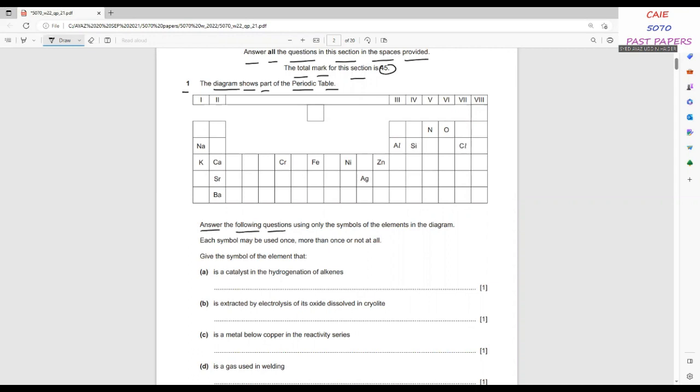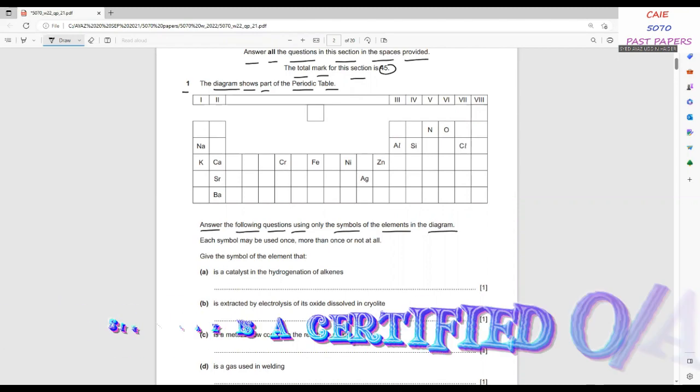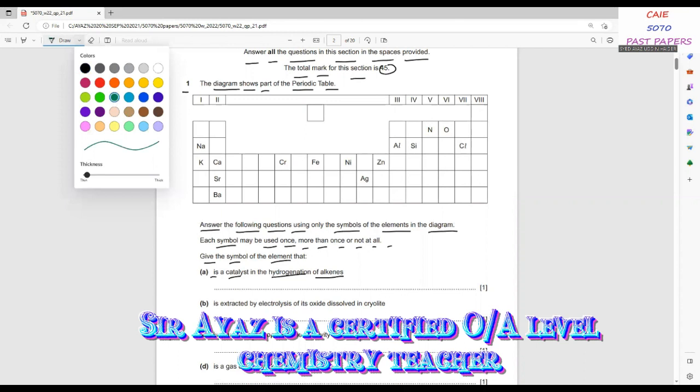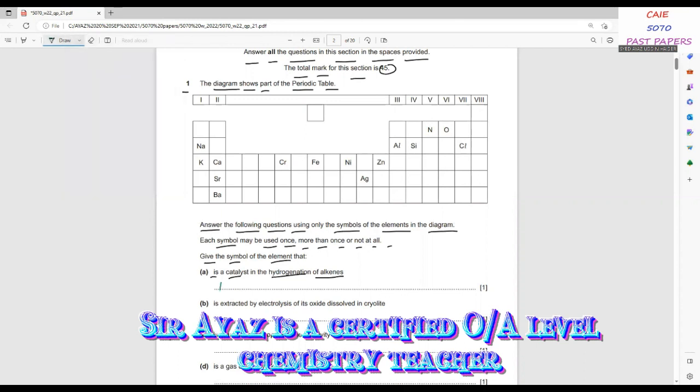Answer the following questions using only the symbols of the elements in the diagram. Each symbol may be used once, more than once, or not at all. Give the symbol of the element that is a catalyst in the hydrogenation of alkenes. You have only one element which is used as catalyst in the hydrogenation of alkenes, and that is nickel. So I will write Ni here.